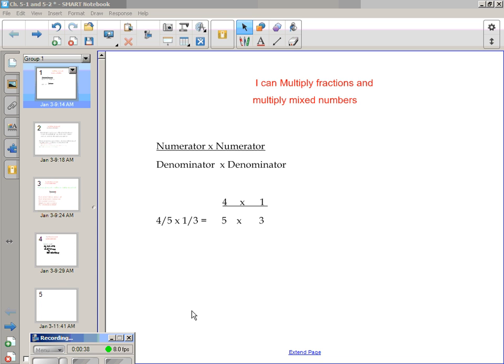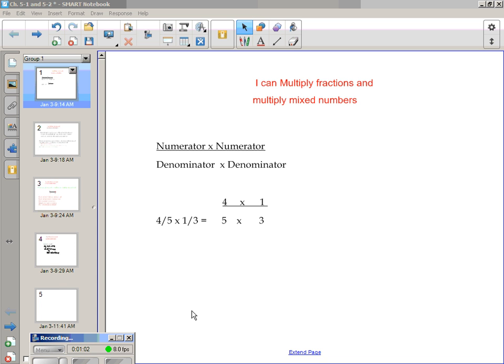So when we look at multiplying fractions, it's always top times top and then bottom times bottom. Okay? Or numerator times numerator, denominator times denominator. And that should be a review from what we did at the end of last chapter. Should be something that you did even last year in math class.